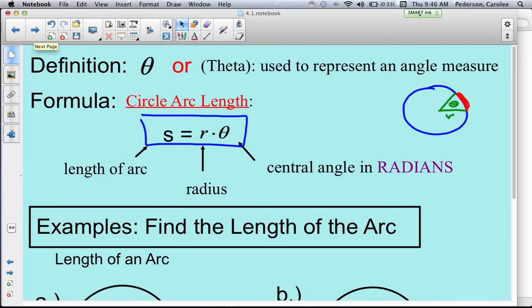So go ahead and write the formula down along with the pieces. Make sure you notice the angle, the central angle, has to be in radian measure. Use this formula. And then we'll have some examples to follow using that formula.